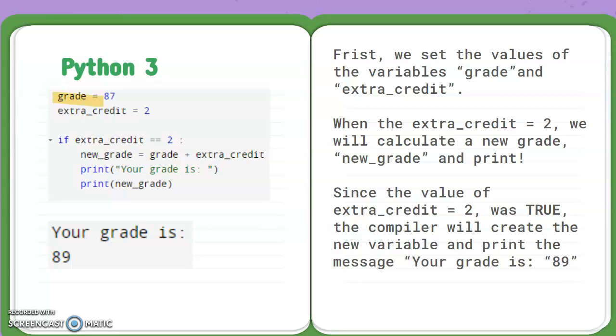So just like before, we have our variables up here. If extra credit equals 2, then this body of code will be completed. So we have it is true, so we move on to this. So new grade is grade plus extra credit. And we're going to print your grade is, and then we're going to print our new grade. So our new grade is 89.